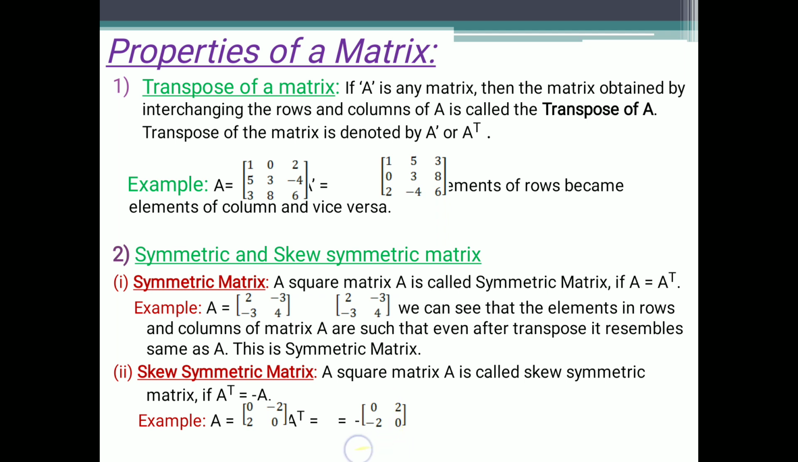But before that, see here, it becomes a minus sign over here. There is a minus sign with the matrix. So that is called skew symmetric matrix. Even though the matrix is similar, you can see the diagonals. The minus 2 over here became positive, and here positive 2 became minus 2. This minus sign is not considered, okay? But you can see the elements in the diagonal. The positive became negative and negative became positive, okay? So this is skew symmetric matrix.